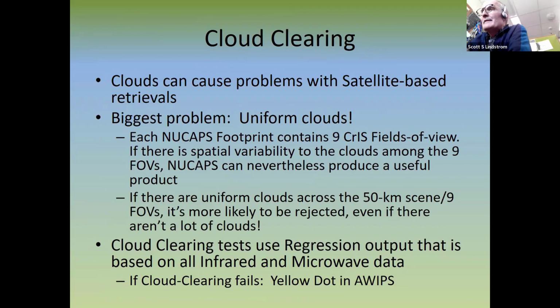Cloud clearing is an important aspect of NUCAPS because where you have clouds, that's typically where the infrared retrieval will fail. The microwave retrieval typically fails where there is precipitation. But cloud clearing is tricky because you have 9 CrIS observations within each NUCAPS profile. If you have uniform clouds over all 9, it's pretty easy for the cloud clearing to say it's cloudy there. You're not going to get a good retrieval.